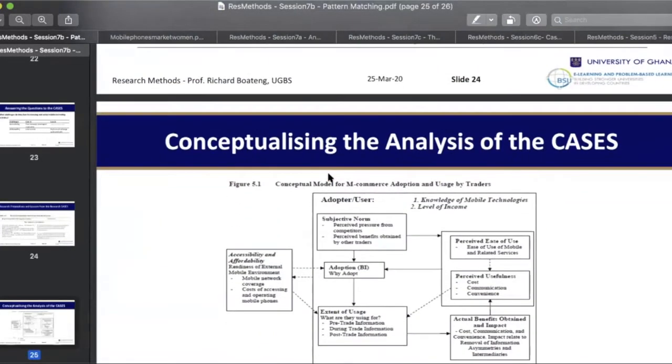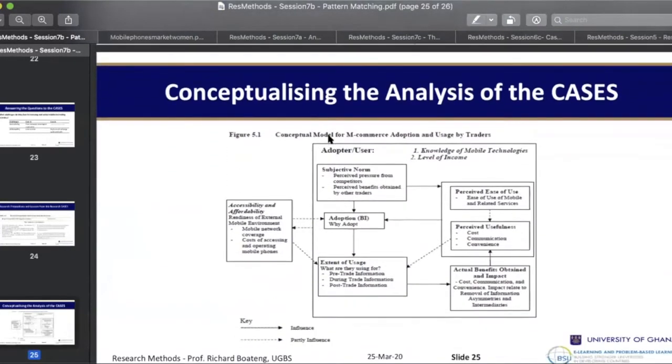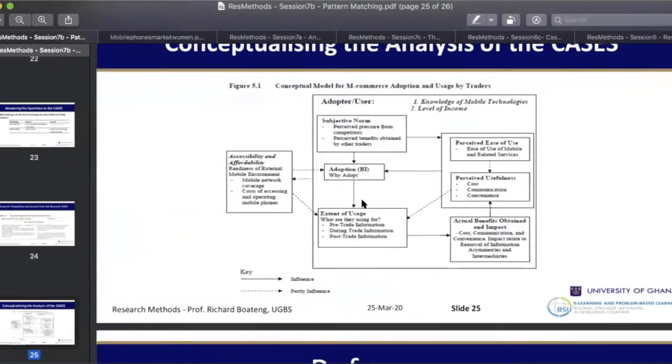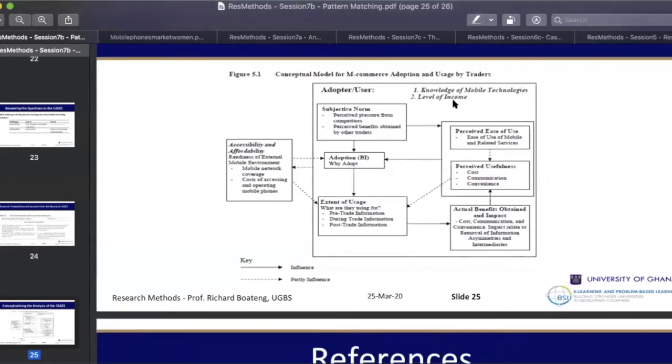Let's continue again. So now we have found evidence to actually change or even inform our model that we took into the field. So our model then becomes much more enhanced. Now we have found evidence. So now we have expanded here, we have expanded here, we have expanded all of them. Realizing that the adopter is influenced by knowledge of mobile phones and the level of income.